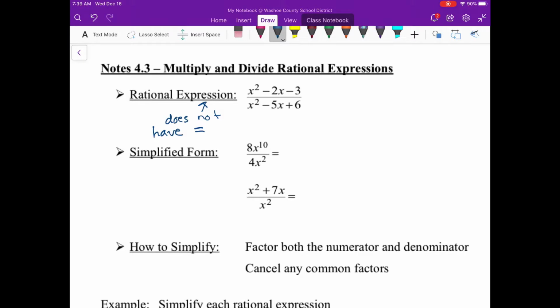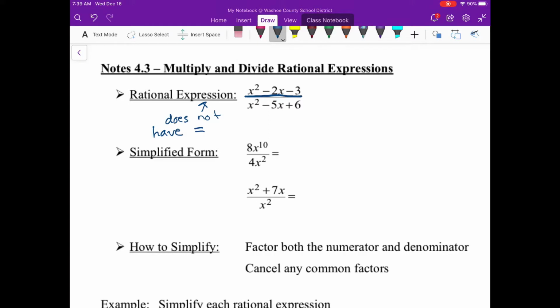Okay, so the way we are going to simplify rational expressions is we're going to need to factor the numerator and the denominator. So if you're still having trouble with factoring, we really need you to ask us for additional help and extra practice because you need to know how to factor in order to do these sections, okay? So a quick review on factoring here.